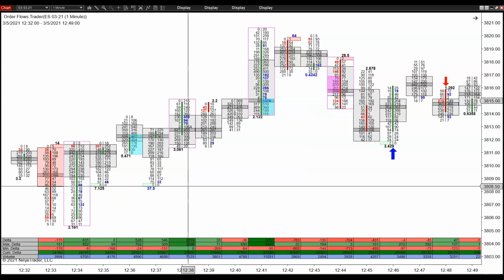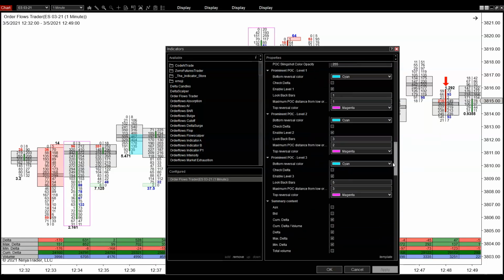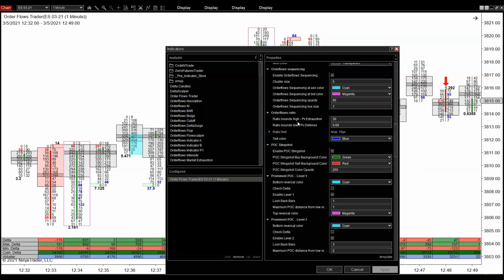Now, you could adjust the levels. You just go in the settings, go to order flow ratios, and you can see price exhaustion, ratio bounds high. By default I have it set to 30, and ratio bounds low I have set to 0.69. This will be 30 and above for ratio bounds high, so 30 could be 3,000, it doesn't matter, it's a ratio. As long as it's above 30, that's all I care about.